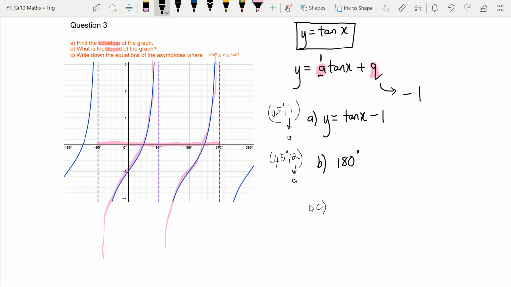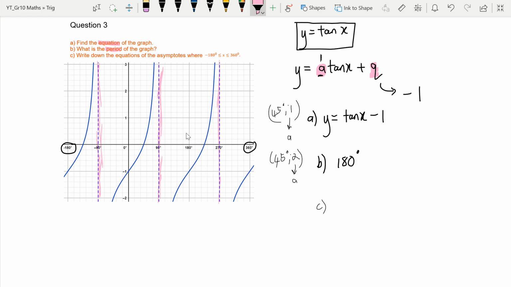C. Write down the equations of the asymptotes where x is between 360 and negative 180. So basically, they're just telling us that we need to look at the asymptotes that are on the graph in front of us there, because it's already the domain negative 180 to 360. So let's go write down those equations. There's an asymptote, there's an asymptote, and then there is an asymptote.